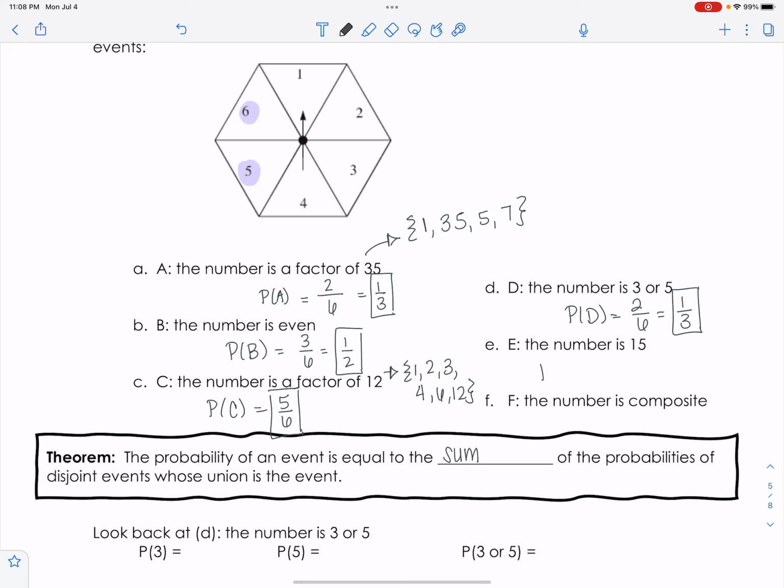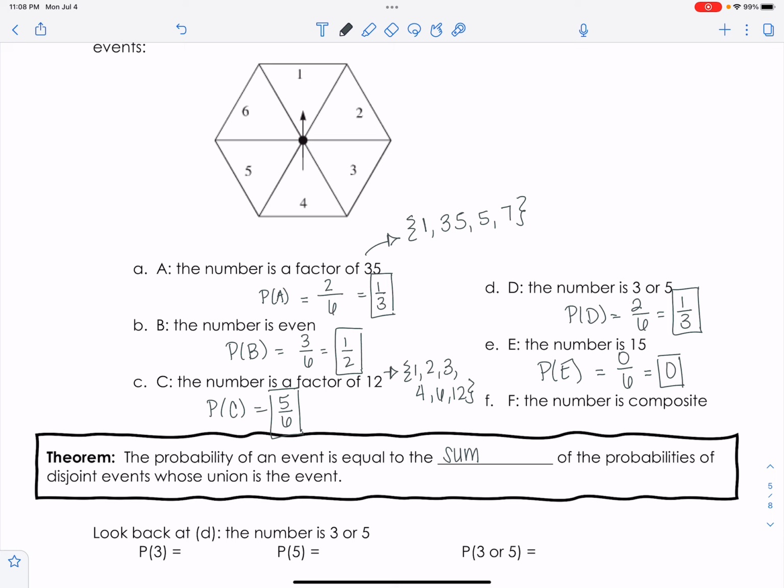And then event E is going to be that the number is 15. Well, there's no way on my spinner that I could spin a 15, and so that's going to be 0 out of 6 or 0. Make sure you do reduce that down. 0 out of 6 is an unsimplified fraction. Make sure you reduce that to 0.